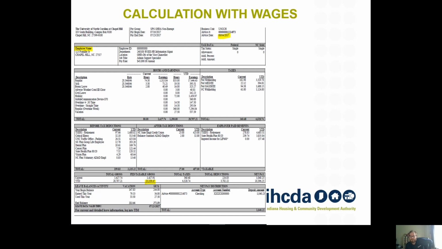This is an example of a pay stub, and we love it when we see pay stubs that accurately break this out. So this gives you both the total gross and the federal taxable gross. Whenever you have the federal taxable gross available to you, you always need to use that. However, by that same token, if a pay stub only has total gross, you're not allowed to manually calculate what that federal taxable gross would be.